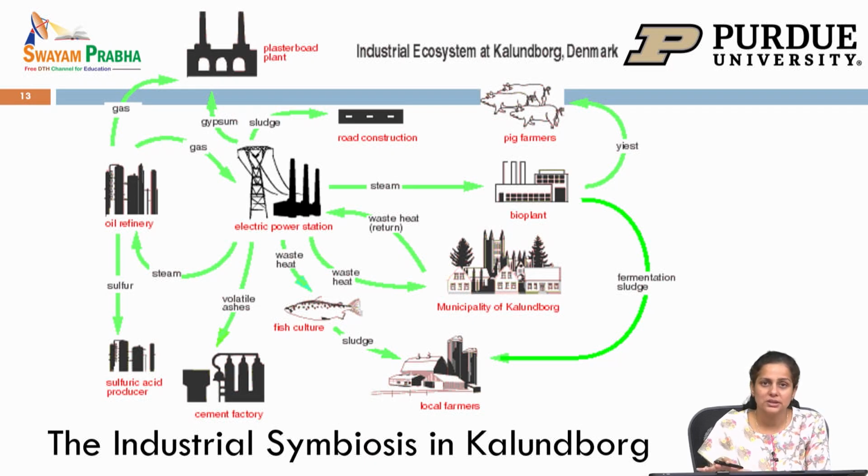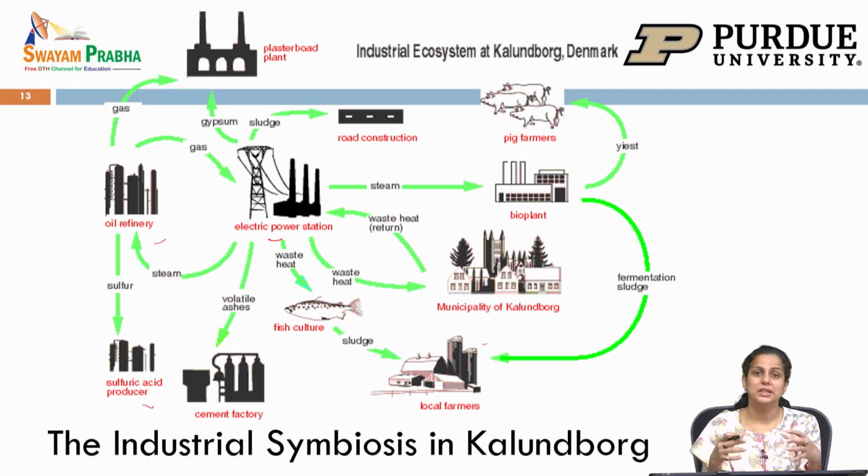So, if you have to design this kind of system in a region or a nation, you are not focused on one kind of system. It is inherently a multidisciplinary system. We have power generation, oil refinery, and we have chemical manufacturers like sulfuric acid and cement manufacturing. We also have the local farmers who were using some of the waste from fish culture as sludge for their farming practice, and the fish was actually dependent on the waste heat, because this was a heated pool tank where they were growing fish for consumption.